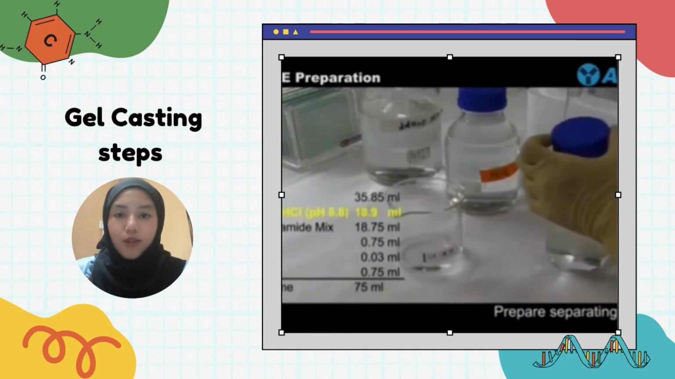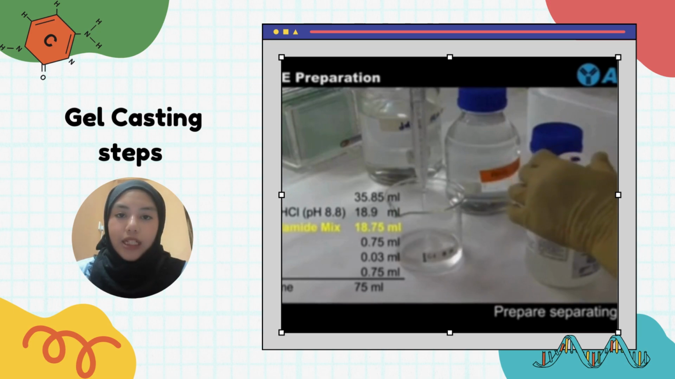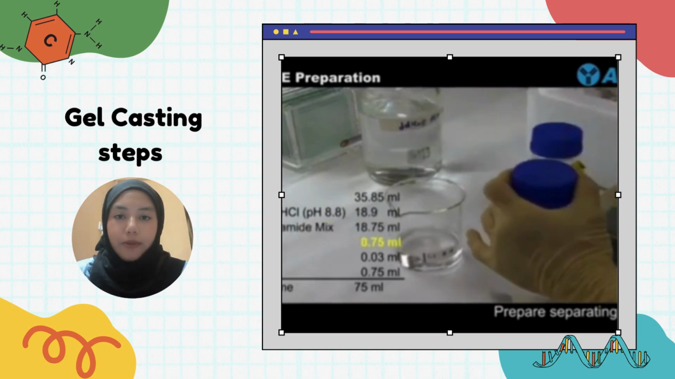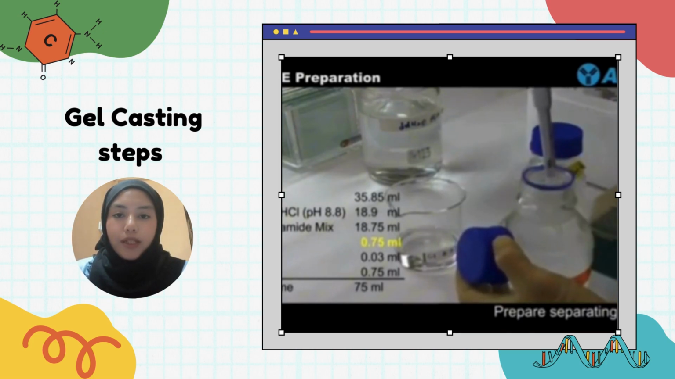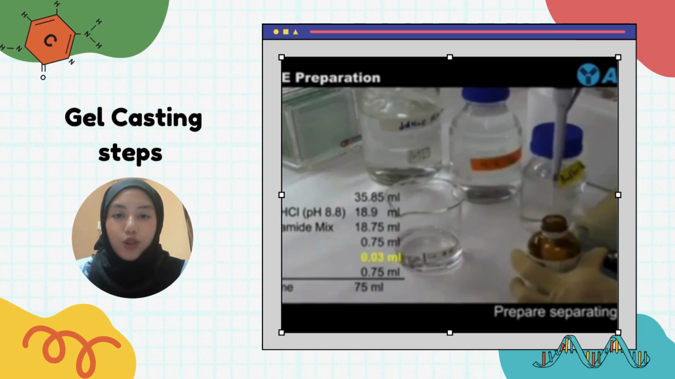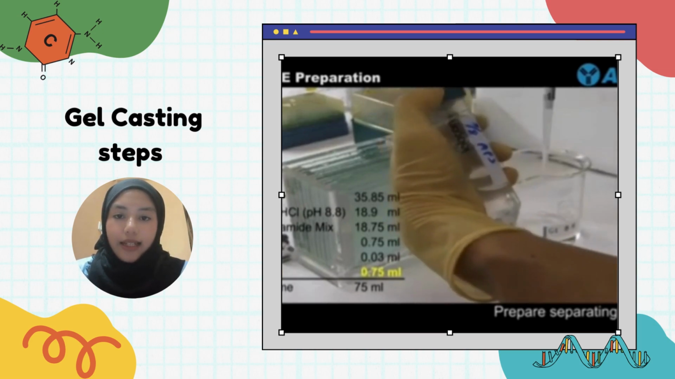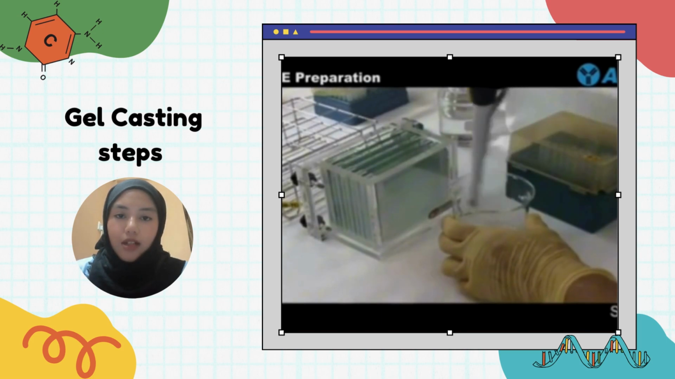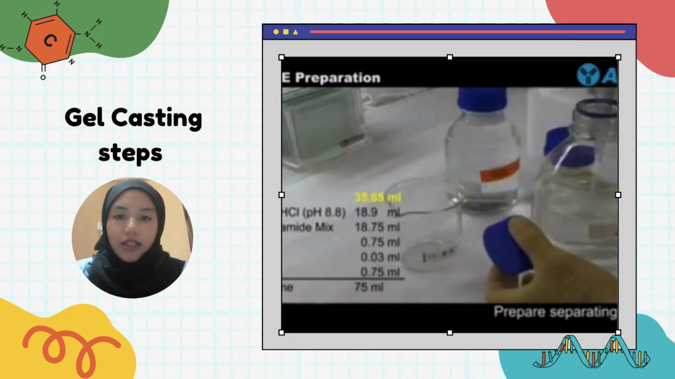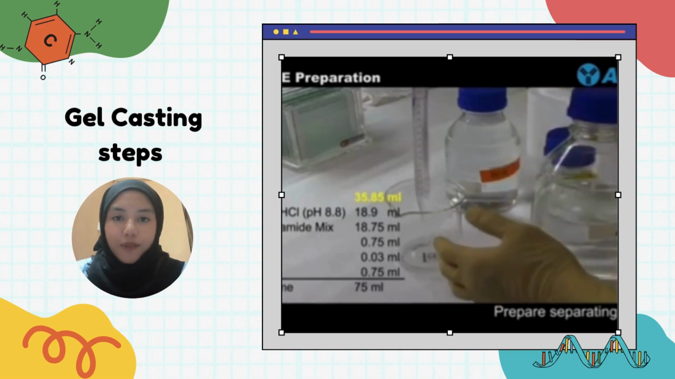First, we add double distilled water to ensure purity for optimal result, where water acts as a solvent for our gel. And next, we add Tris-HCl buffer with a pH of 8.8 to help maintain a stable pH environment. And now, we mix in the acrylamide mix, which is the blend of acrylamide and bisacrylamide. The ratio between these monomers determines the pore size of our gels. And next, we pour in sodium dodecyl sulfate or SDS, the detergent that is denaturing these proteins, unfolding them and coating them with negative charge.